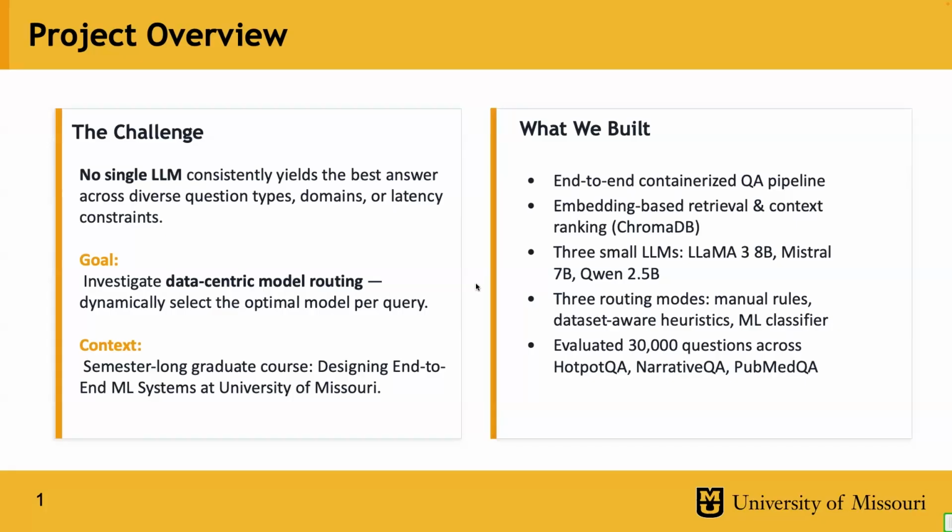Our challenge was that no single LLM consistently yields the best answer across diverse question types, domains, or latency constraints. So we investigated how to do data-centric model routing and dynamically select the optimal model per query. That was our challenge. What we built was an end-to-end containerized QA pipeline with embedding-based retrieval. We experimented with 3 small LLMs, we had 3 routing methods, and we evaluated 30,000 questions.